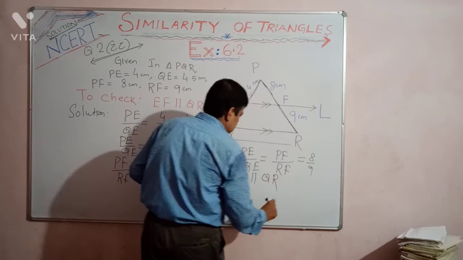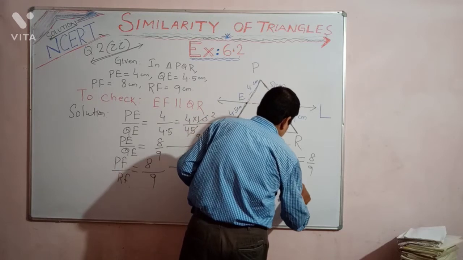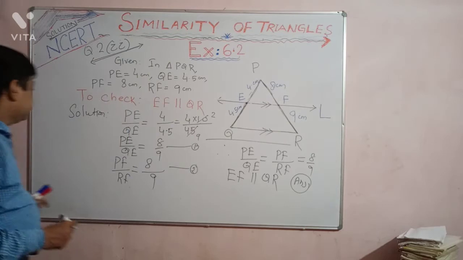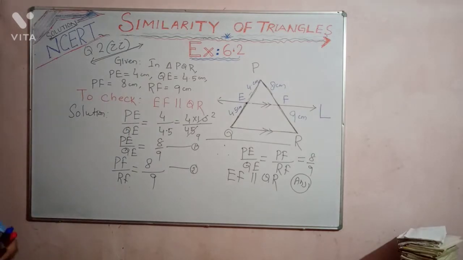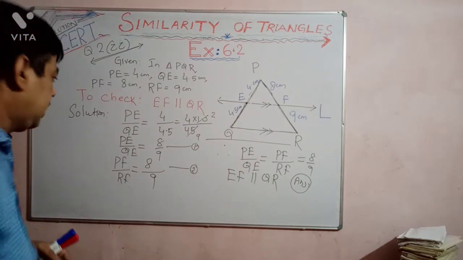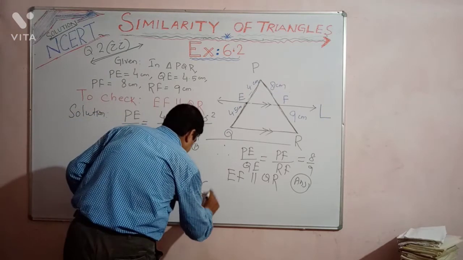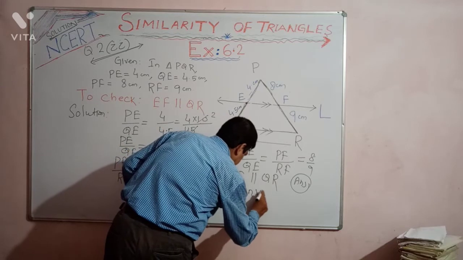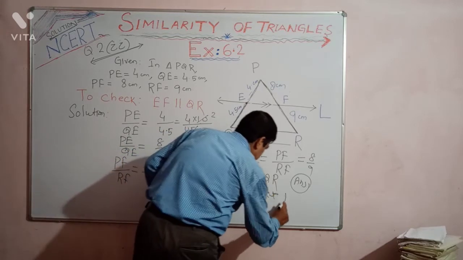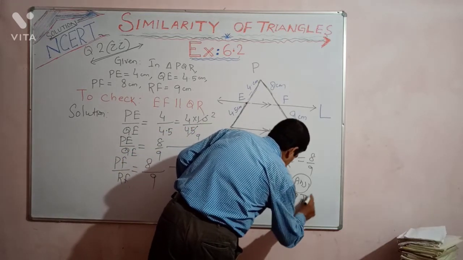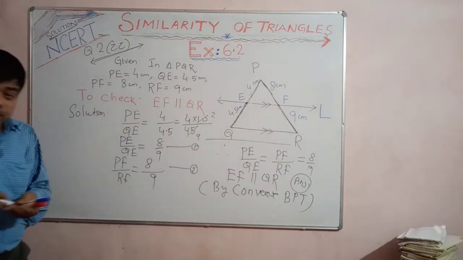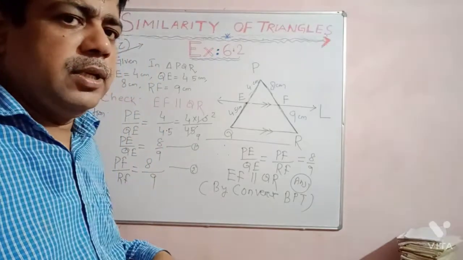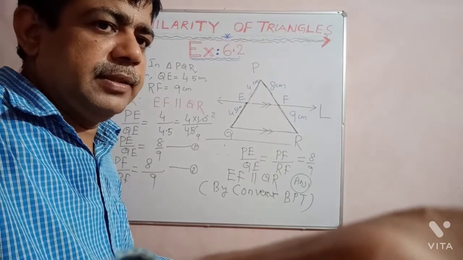Is it clear? So, we already got it. So, EF parallel to QR, according to Converse BPT. Okay, students. Understand? So, is it clear? Understand? So, thank you. Practice it.